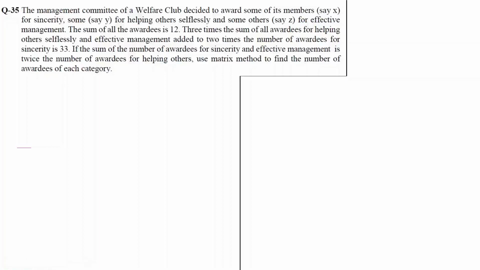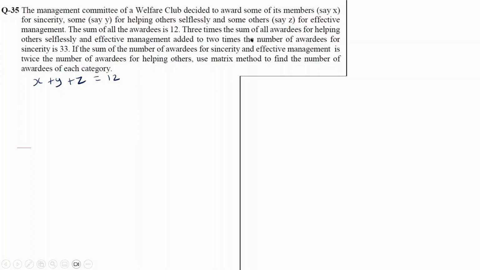So this is solving a system of linear equations in 3 variables using matrix method. Here we are taking the members for sincerity as X, members for helping others selflessly as Y, and members for effective management as Z. The first thing is the sum of all the awardees is 12. So that is the first equation: X plus Y plus Z is equal to 12.